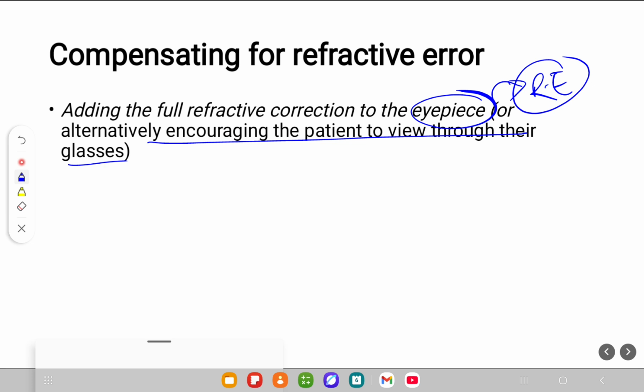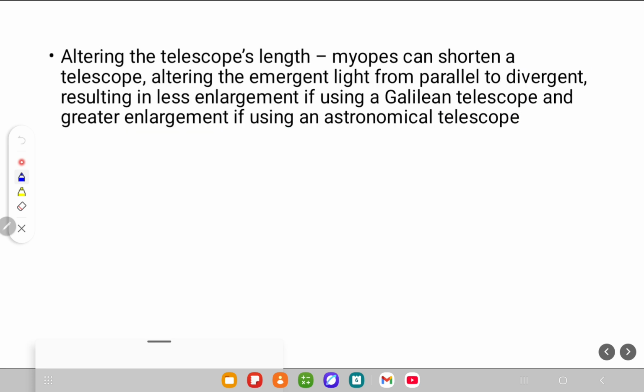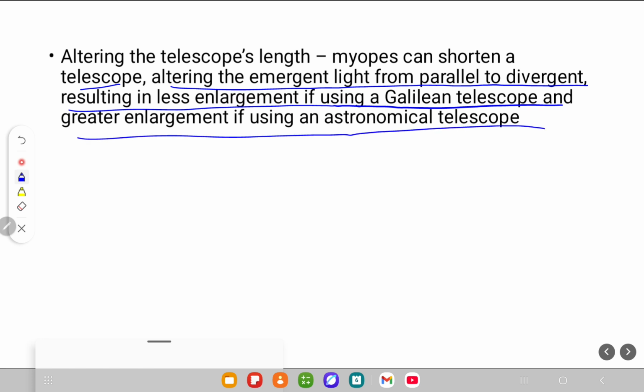Okay. So there will be calculations in this regard, but I am not going to talk about them. Let's see what happens, and this is the main point I am going to talk about. By altering the telescope length, for myopia you can shorten the telescope, altering the emerging light from parallel to diverging, resulting in less enlargement in the Galilean telescope and greater enlargement in the astronomical. See, less enlargement and greater enlargement, it's another point. I want to make sure that you understand optics.